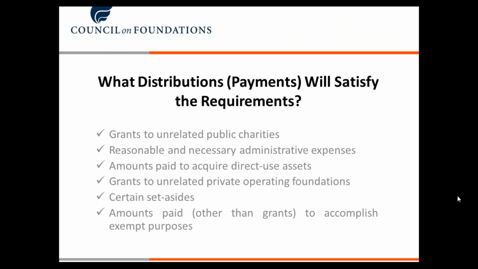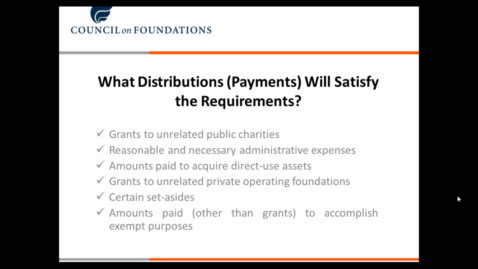And we have information on our website if anyone's wondering about the difference between a private operating foundation and a non-operating foundation. But essentially the non-operating foundations are the private foundations that generally make grants to others, while private operating foundations are the foundations that spend the bulk of their time and money engaged in charitable programs.